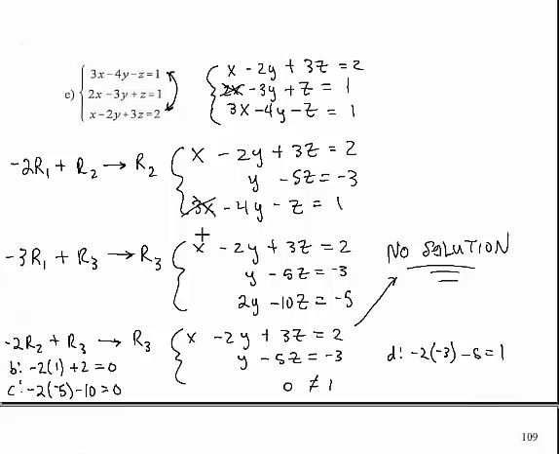So I would argue that this is our favorite type of linear system of equations. And that completes section 2 of chapter 4.